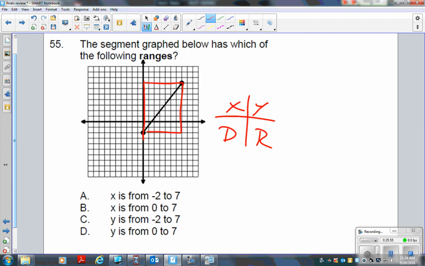So they're looking for the range, which is the y. Here's the y, right there, from -2 to 7. Notice here it says -2 to 7, but it says x. That's the domain. Range is always y.